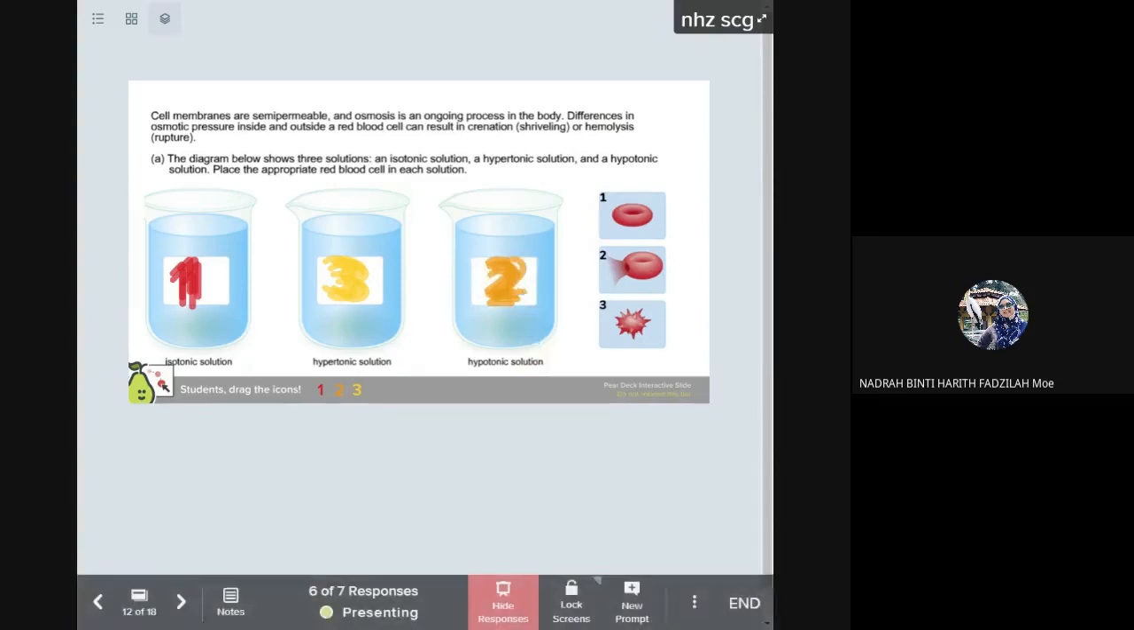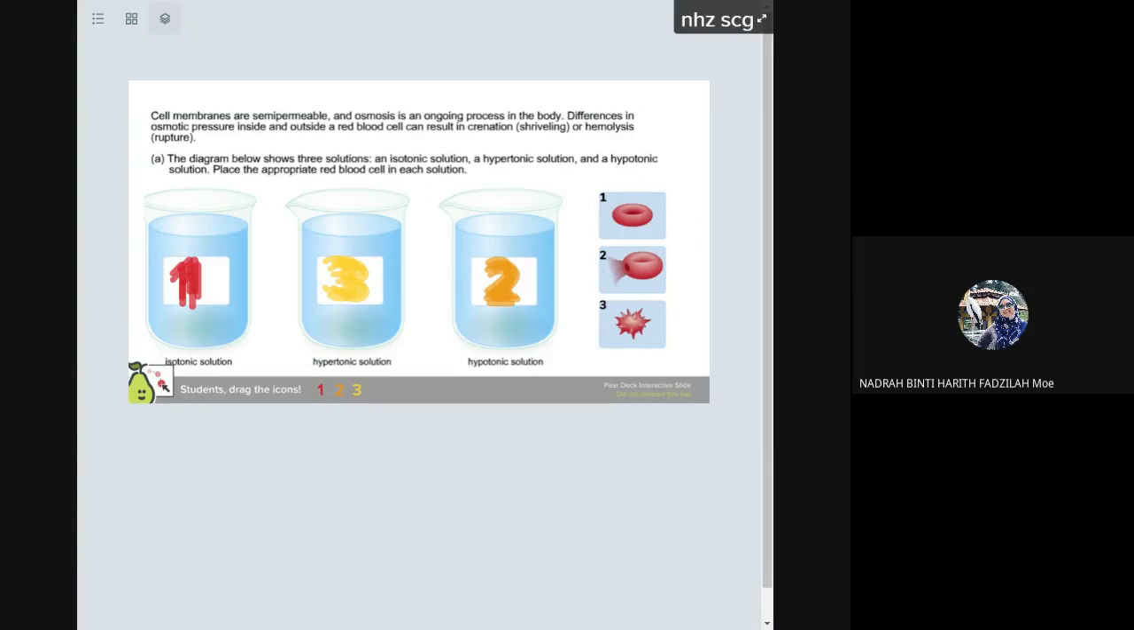Alright, very good everyone. Mari kita tengok ada siapa lagi tak jawab lagi tak? Okay, semua orang dah jawab. Good. So when it is in isotonic condition, there is no change in the shape and size of red blood cell. Whereas when placed in hypertonic solution, water in the red blood cell will diffuse out. Therefore, the red blood cell has crenated. So hypertonic solution tu nombor 3.